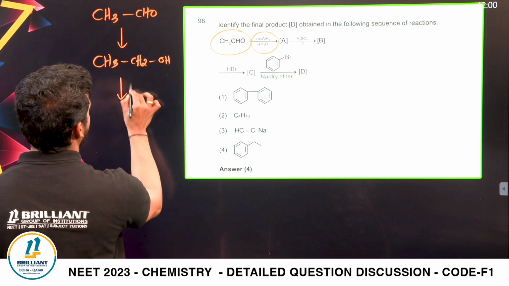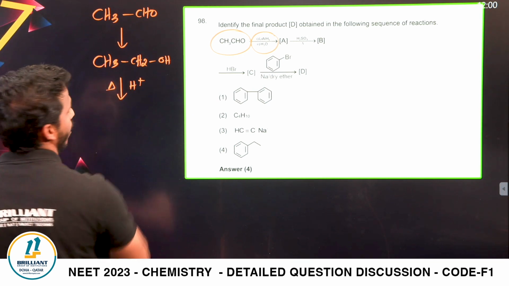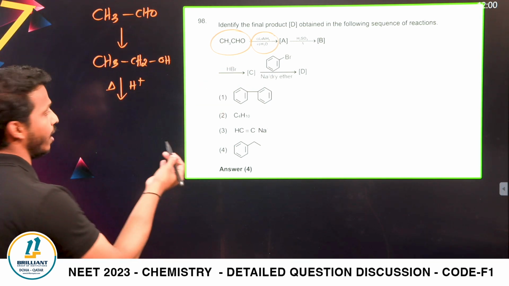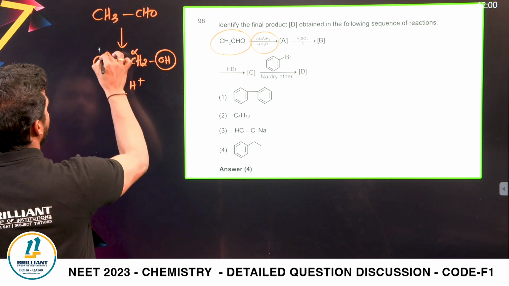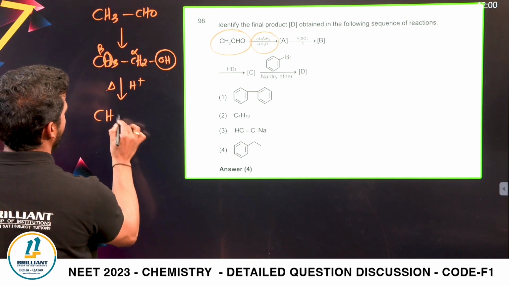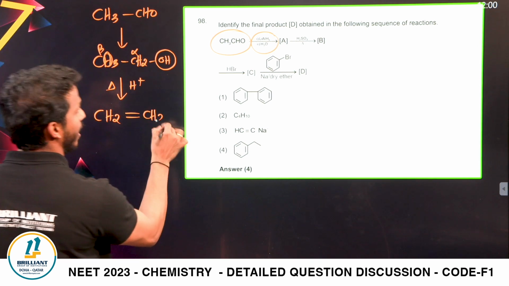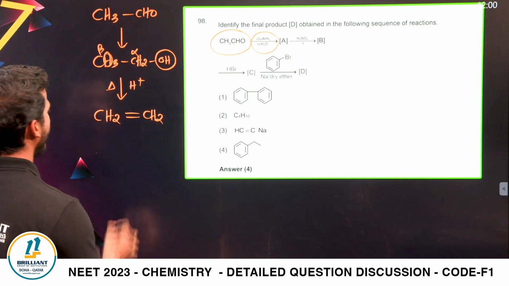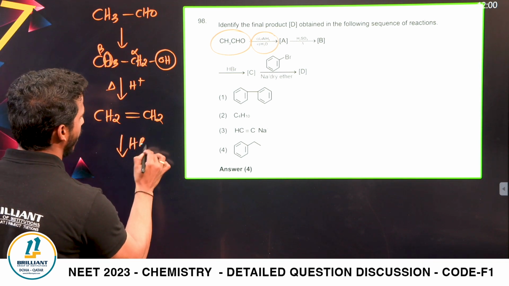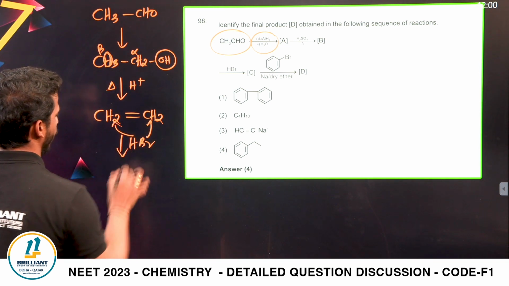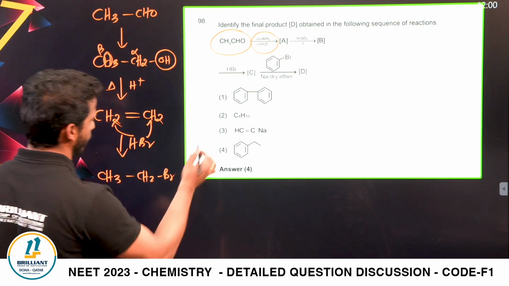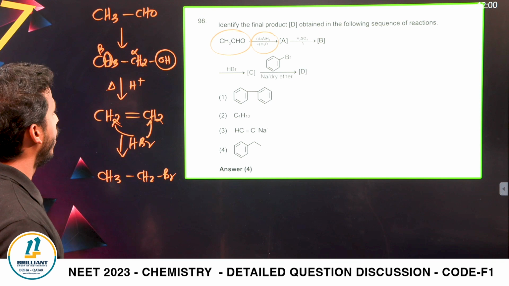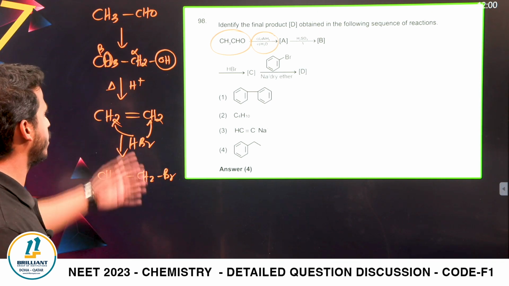Alcohol when treated with acid, H2SO4, on heating, what happens? Dehydration happens. So OH is taken from alpha, hydrogen is taken from beta, making a double bond between alpha and beta. You will get ethene as a product, that is B. When ethene is treated with HBr, it undergoes free radical addition. You will get CH3CH2Br, right? Markovnikov's rule we can't apply here because it's a symmetric one.